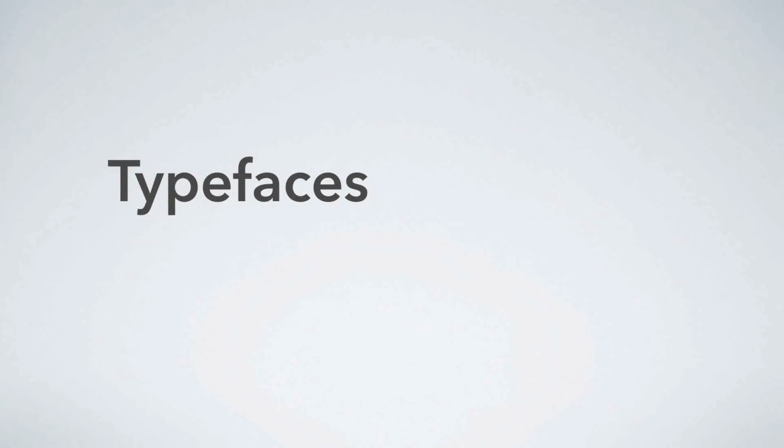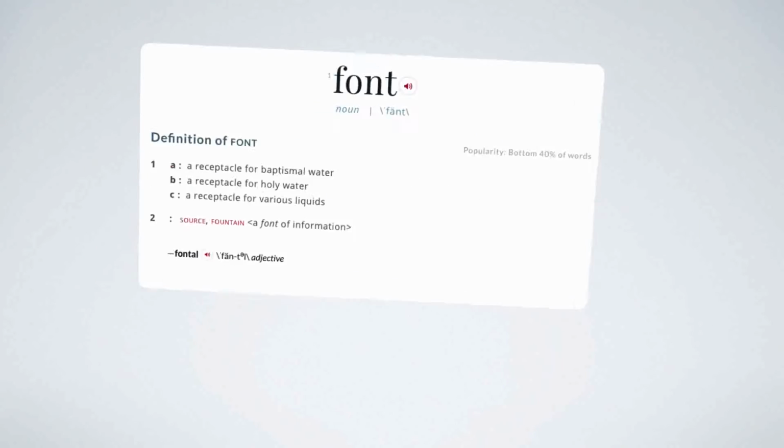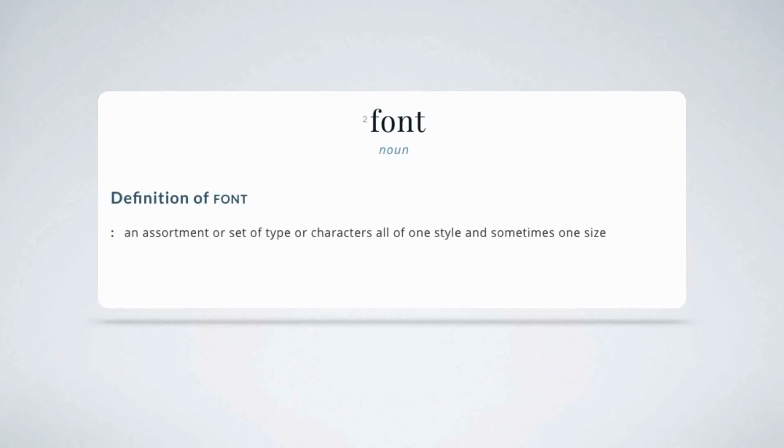Let's start with the basics. This video is about the different types of typefaces. First, typefaces and fonts are not the same thing. According to Merriam-Webster, a typeface is a set of letters, numbers, etc. that are all in the same style and that are used in printing. And a font is a receptacle for baptismal water. Wait, what? Oh, here, definition 2. An assortment or set of type or characters all of one style and sometimes one size.